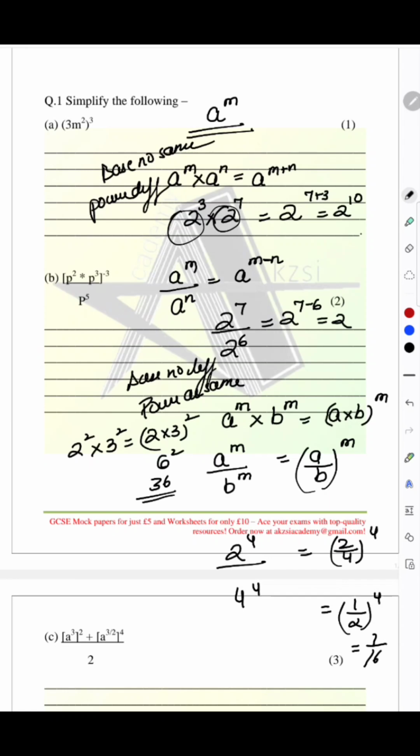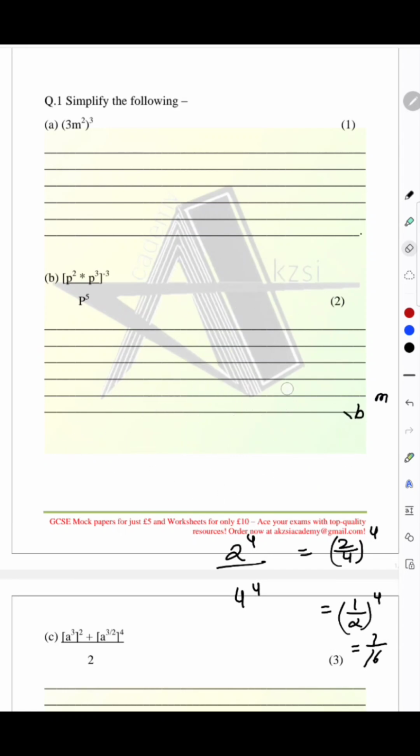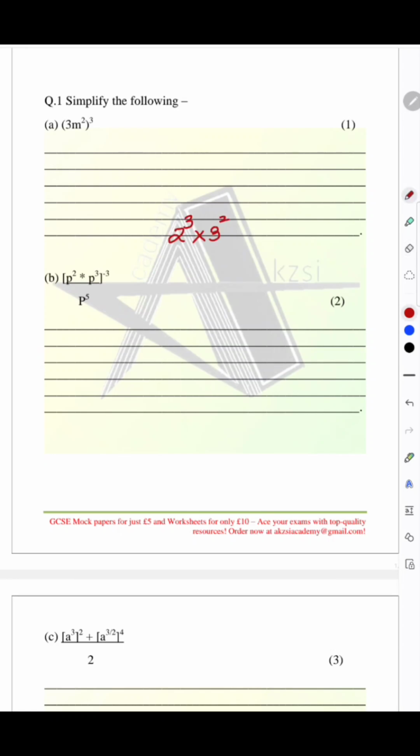Now the third case is what if the base number is different and the power is also different? In that case, there is no particular rule or law that governs it. That means you just need to solve them separately. So take the example of 2 to the power of 3 multiplied by 3 to the power of 2. Base numbers are different, powers are different. Solve them individually, which means 2 to the power of 3 is 8 and 3 to the power of 2 is 9, and it will give you 72. That's the only way you can solve it.